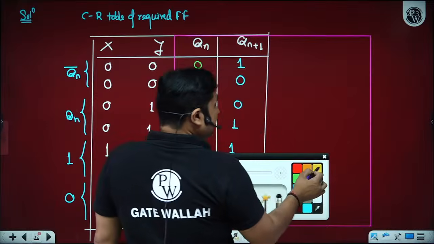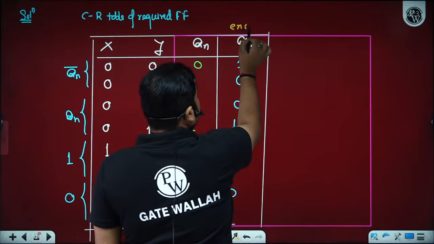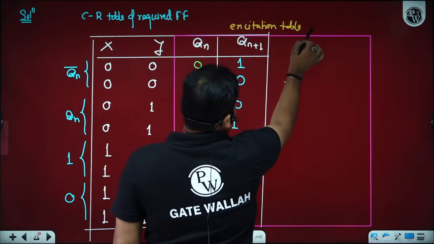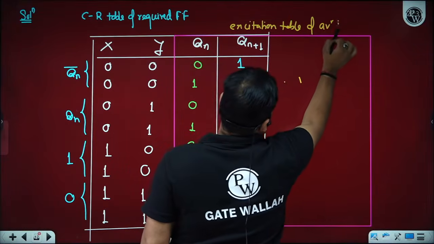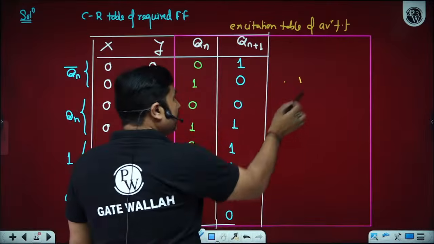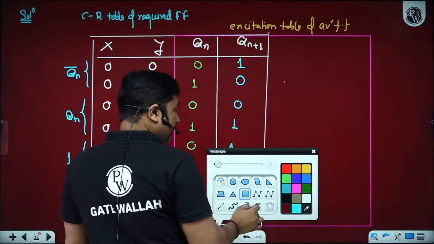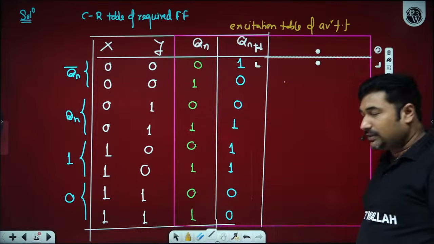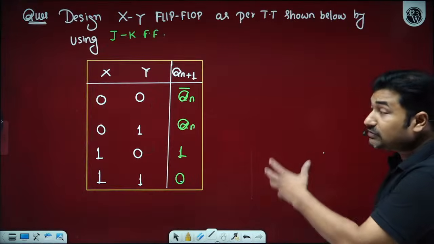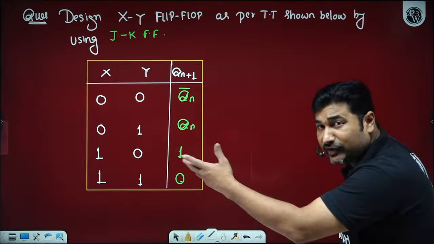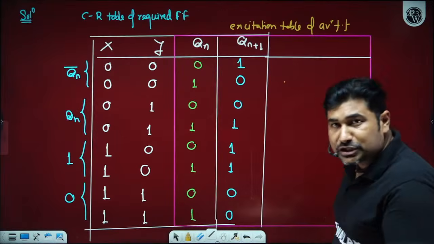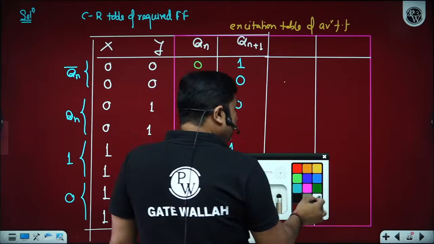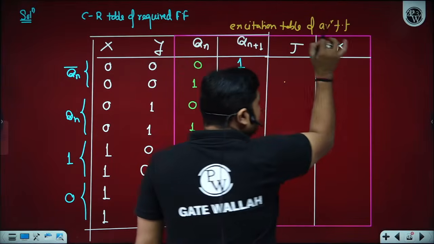Now write the excitation table of the available flip-flop. We want to design this XY flip-flop by JK flip-flop. So the available flip-flop is the JK flip-flop. We need to write the excitation table of the JK flip-flop.